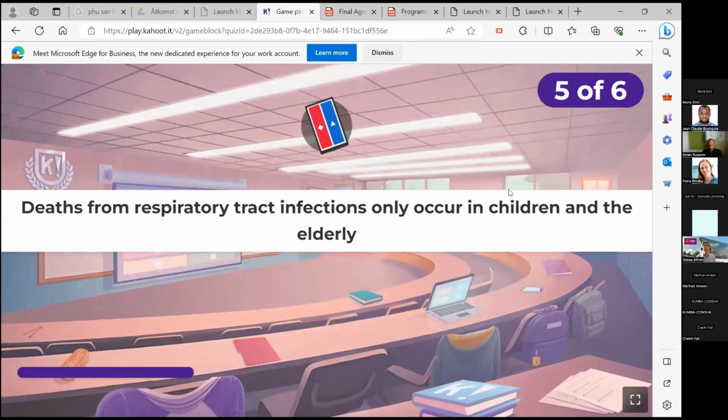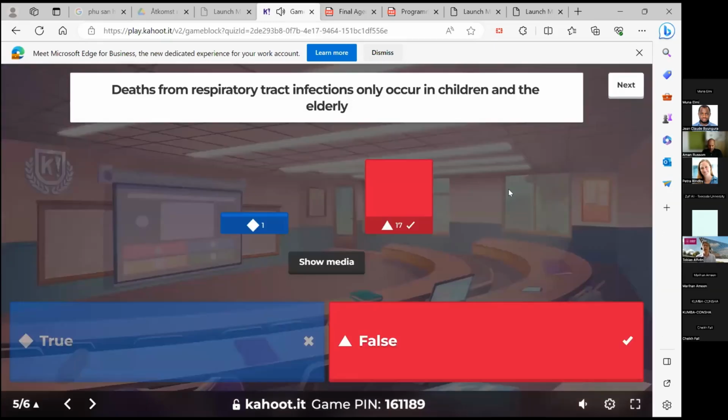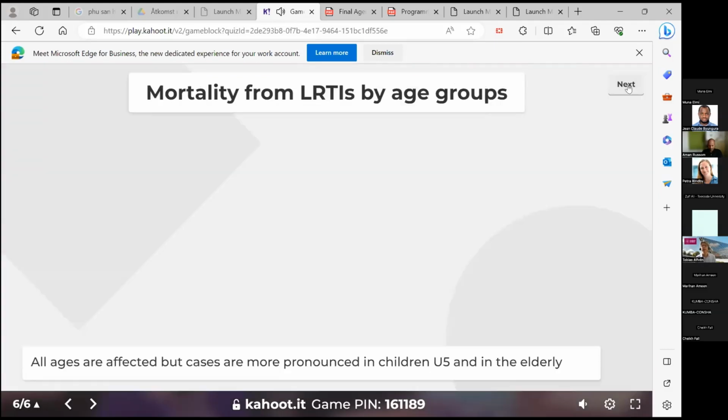Second last question. Deaths from respiratory tract infections only occur in children and the elderly. Only in children and the elderly. Now, you're very quick. Impressed. That's great. Can be even quicker. Quick. A couple of you left. Good. And we have a slide here to show this.